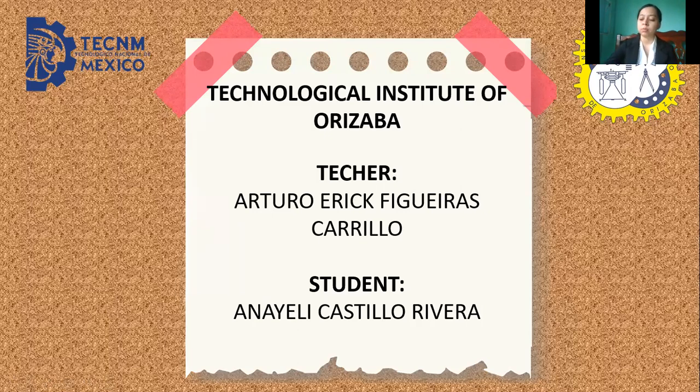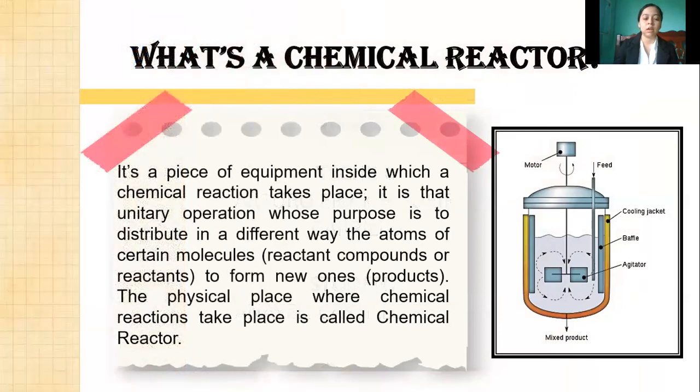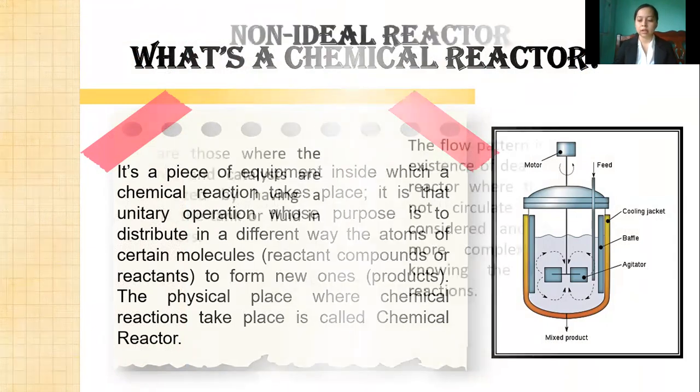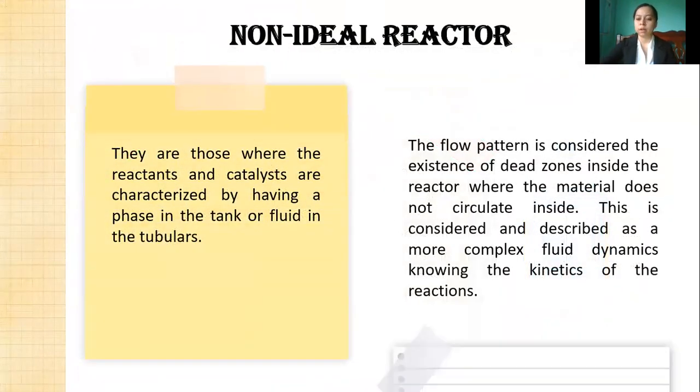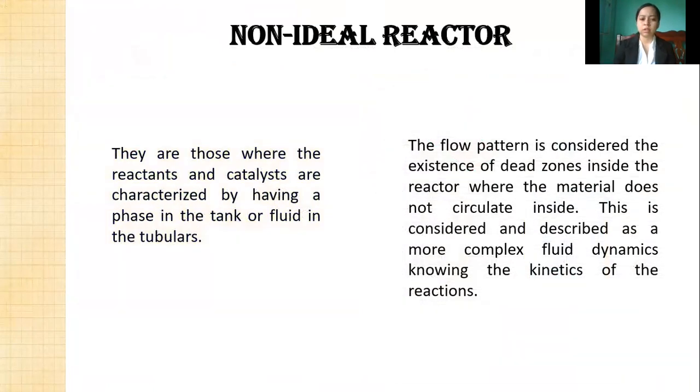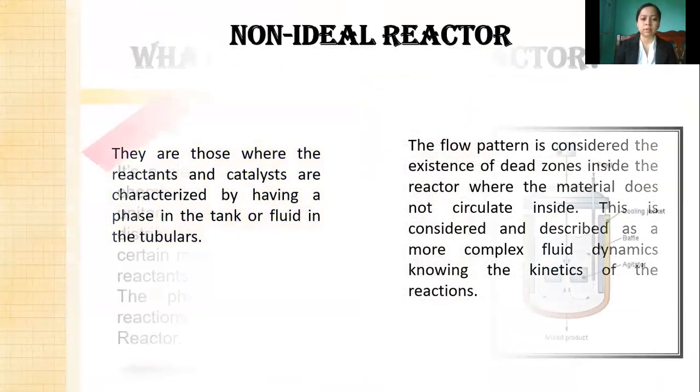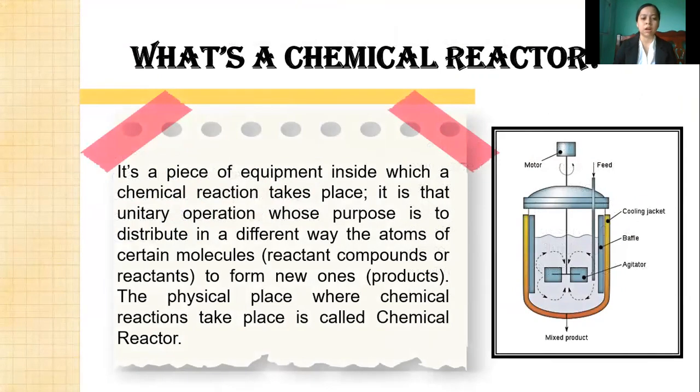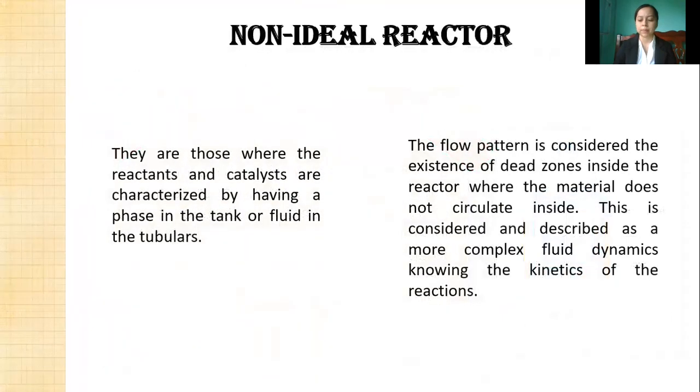Today I will talk about a non-ideal reactor. What is a chemical reactor? It's a piece of equipment inside which our chemical reaction takes place in a unitary operation.